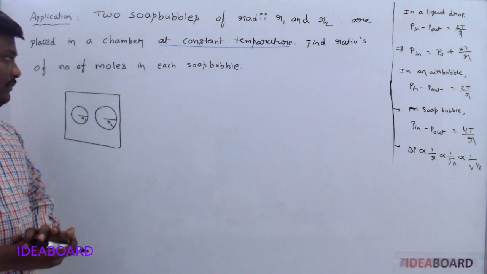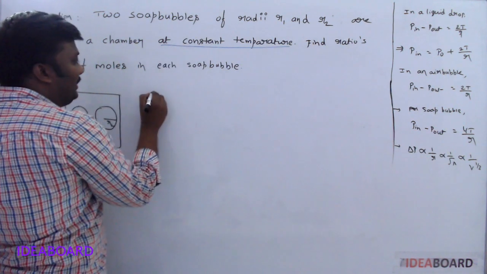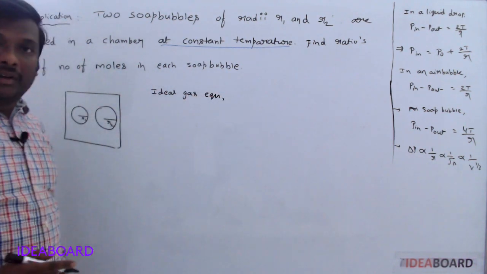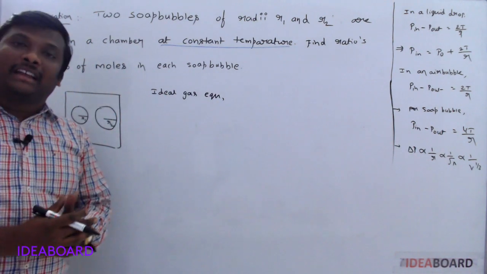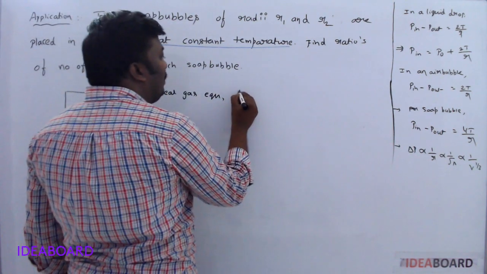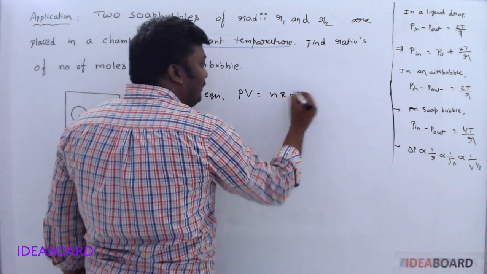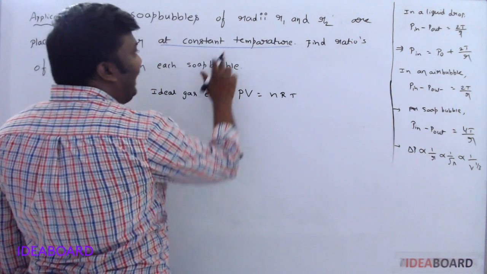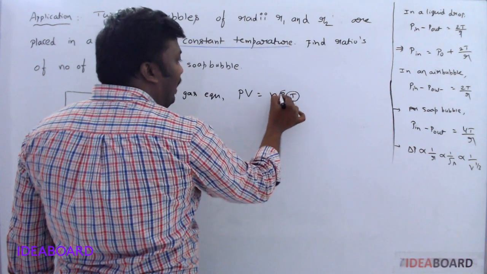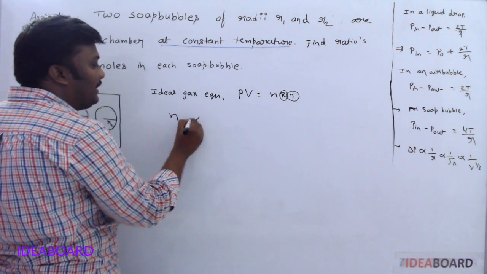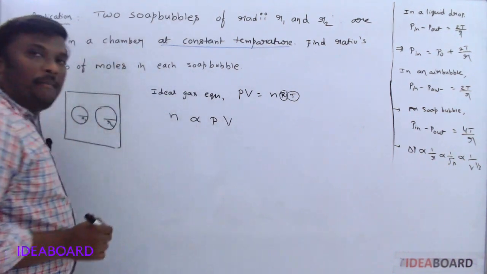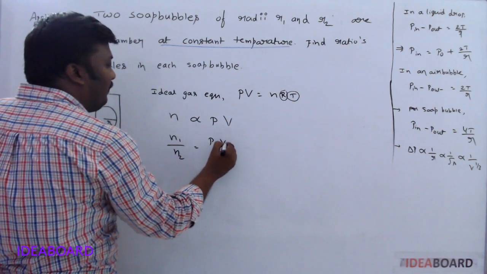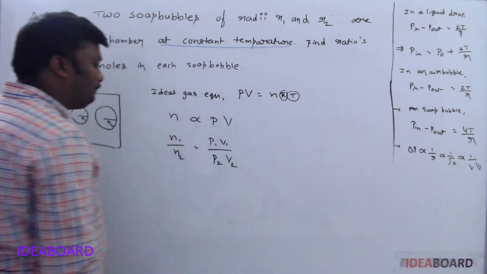Number of moles means we may go through the ideal gas equation. Whenever number of moles is asked, the ideal gas equation may be used. What is the formula for the ideal gas equation? PV is equal to nRT. Now, asking about the ratio of number of moles, at constant temperature T, and R always remains constant, so we have a general formula: n is directly proportional to PV. Now N1 by N2 is equal to P1 V1 by P2 V2.